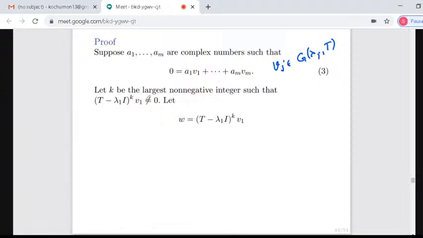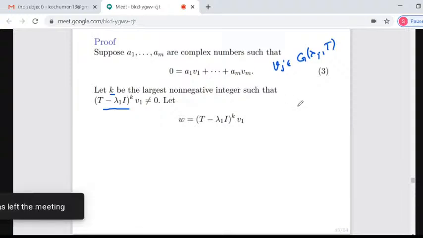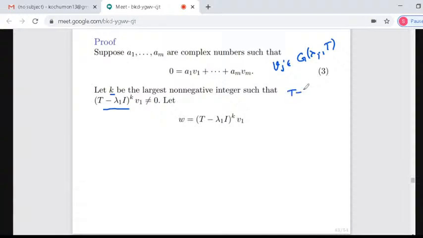In this case, let k be the largest non-negative integer such that (T minus lambda 1)^k v1 is not equal to 0. K can be 0 also. What we know is that (T minus lambda 1 identity) to the power n acting on v1 is equal to 0. We have taken v1 as a non-zero element. Vj is non-zero, I have taken.